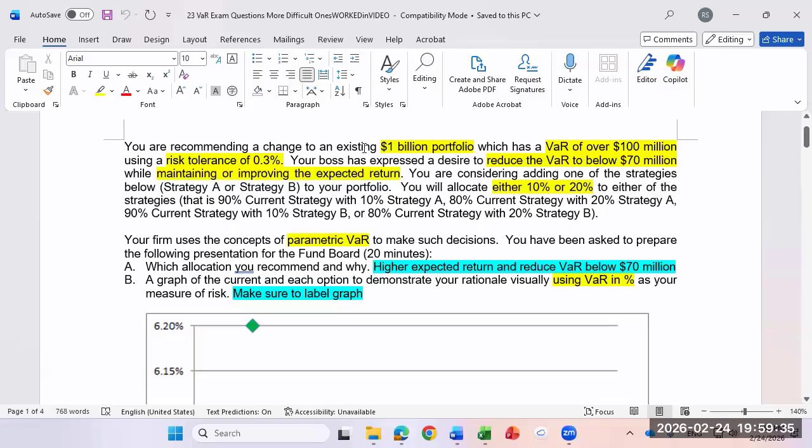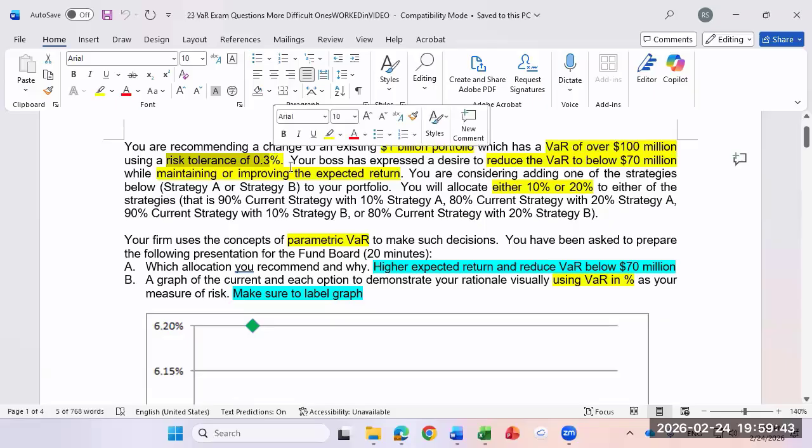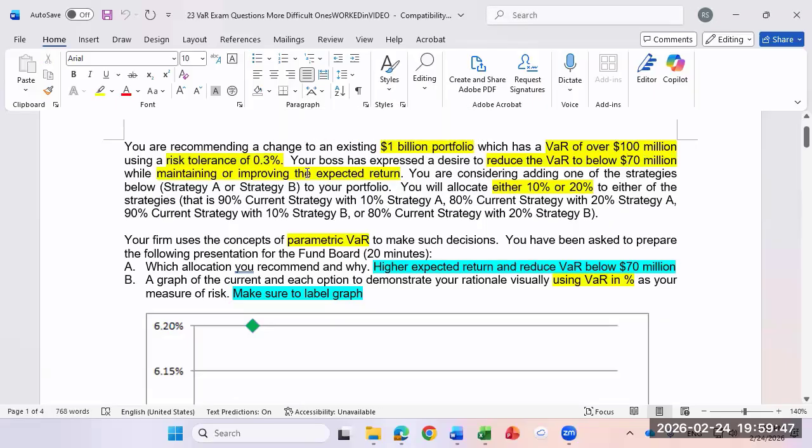You're recommending to change an existing portfolio. It has a VAR over $100 million. Your risk tolerance is 0.3%. Your boss wants to reduce the VAR below 70 million while maintaining or improving the expected return. So you got your objectives. You want a VAR reduced by 30% from 100 million down to 70, but you don't want to kill the expected return. That's a pretty high order.